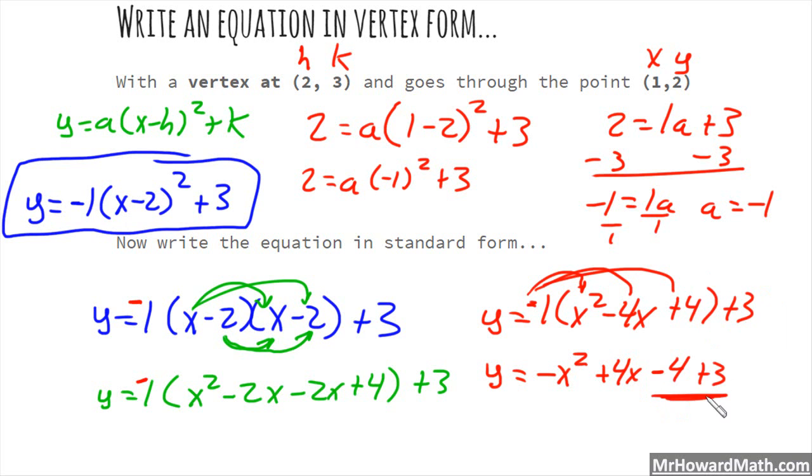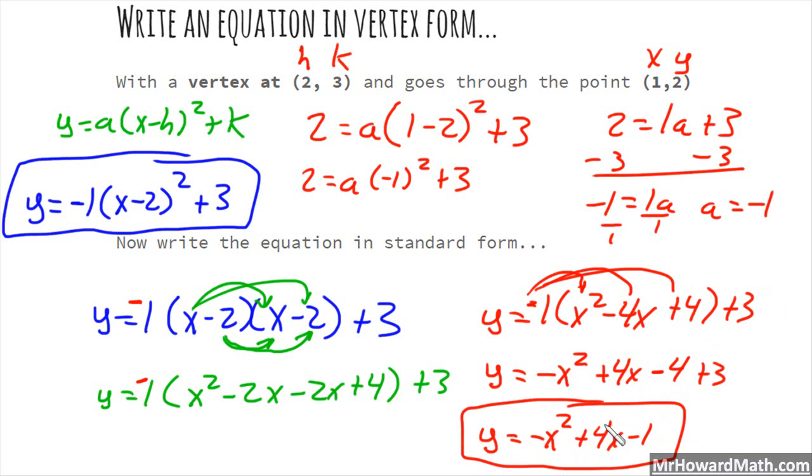So last step, just gather these two parts up. Final answer, negative x squared plus 4x. Negative 4 plus 3 is subtract 1. So there it is in standard form. Here it was in vertex form.